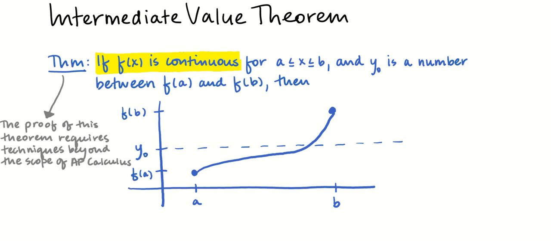And I will also mention that I'm not going to be proving this theorem in this video because the proof of this theorem requires techniques that are beyond the scope of AP Calculus. In this class, we have to take this theorem as self-evident, right? I think it's like, of course, if it's continuous and I go from that dot to that dot, I have to cross over the line, right?